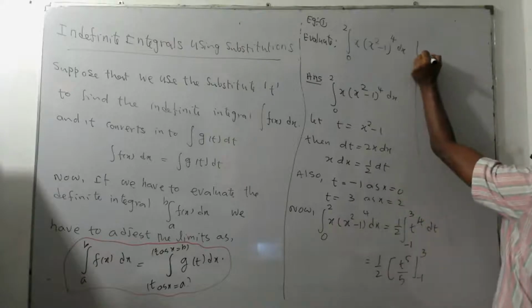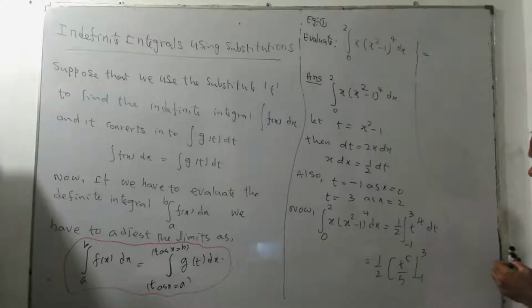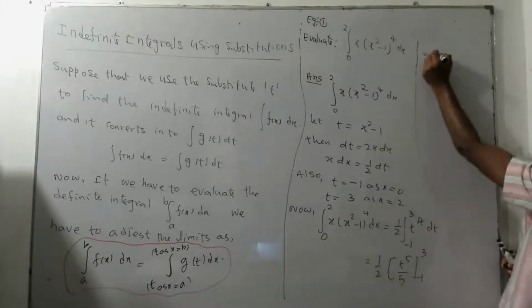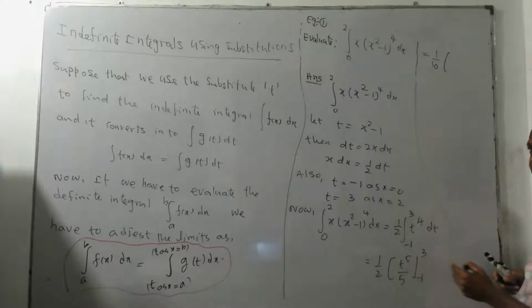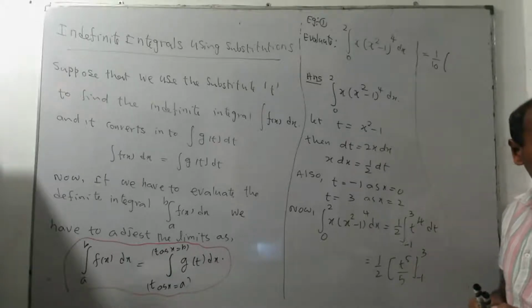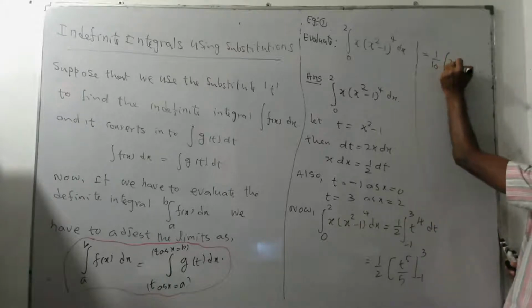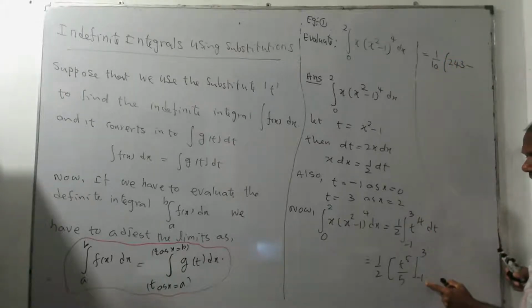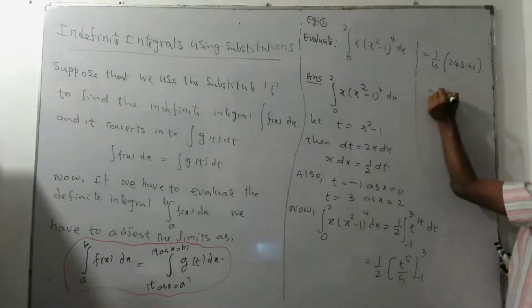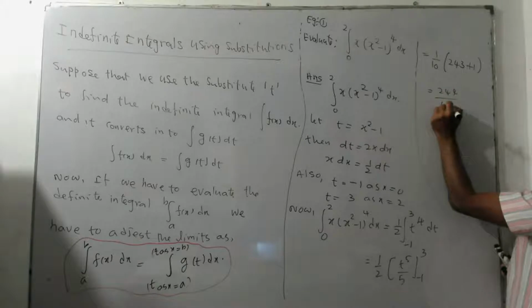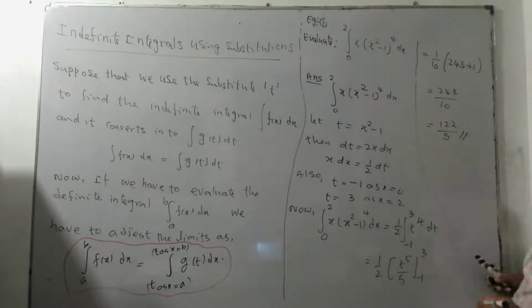You just apply the limits. I can take 5 out, 1 over 10. As t is 3, 3 to the power 5 is 243, isn't it? Minus, as t is minus 1, there will be plus 1. So 244 over 10, you can divide by 2. 122 over 5 is the answer.